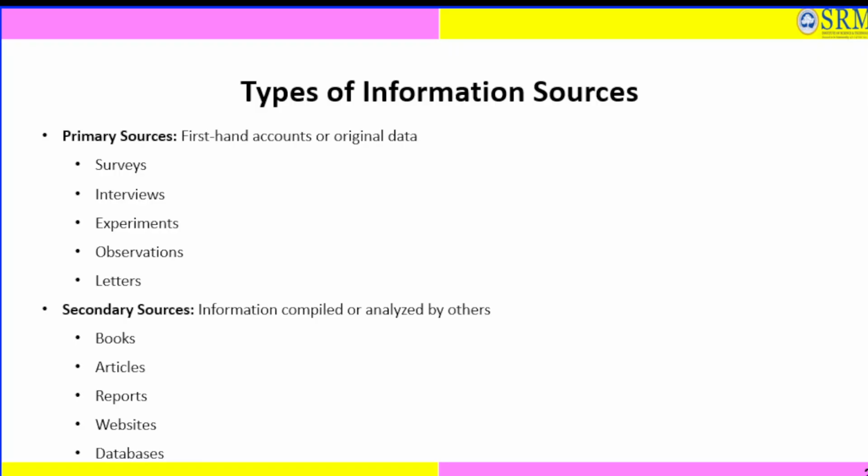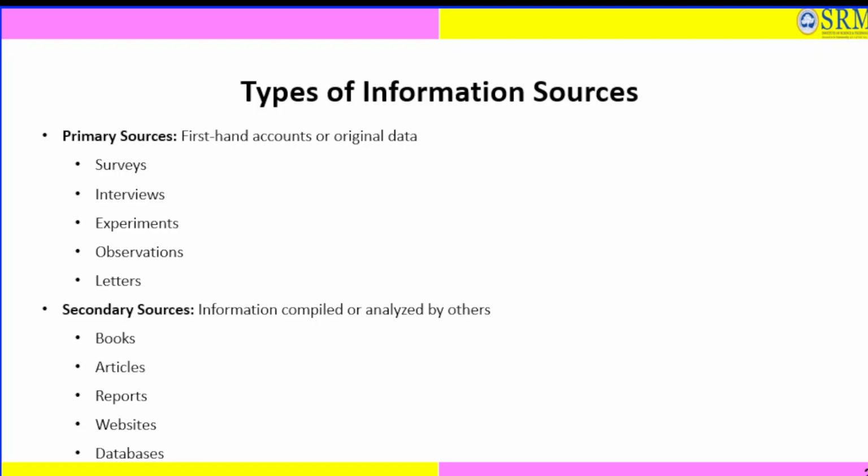Books are already published works that provide information on a particular topic or on a variety of topics. Articles are written pieces that appear in journals, newspapers, or magazines. Reports are documents that summarize research findings or provide information on a specific topic. Websites are online resources that contain information on a variety of topics. Databases are organized collections of information that can be accessed and searched.